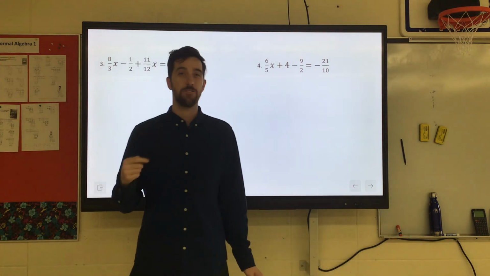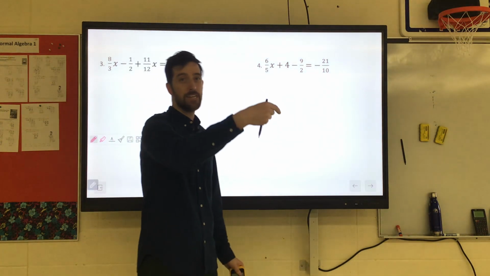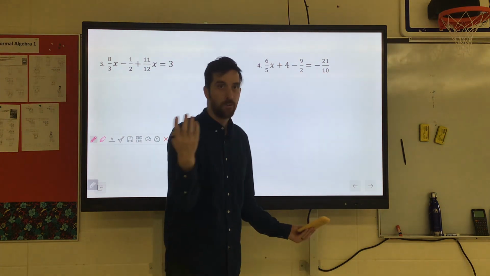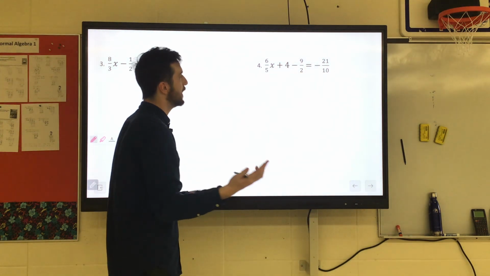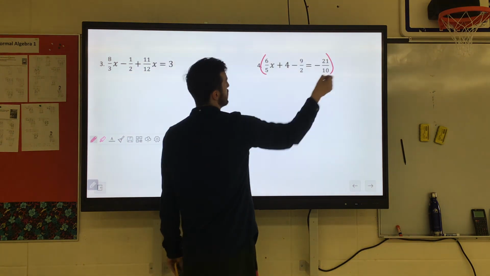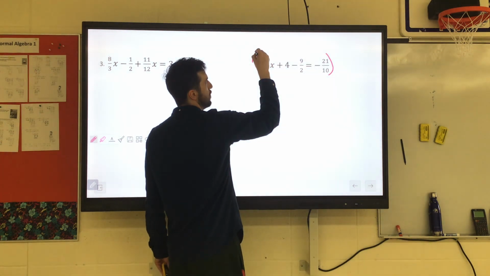Again, an option is always to just multiply them all together. 5 times 2 is 10, times 10 is 100. That'll work, but they all go into 10. So that's just, again, working with smaller numbers. We're going to multiply it up top.